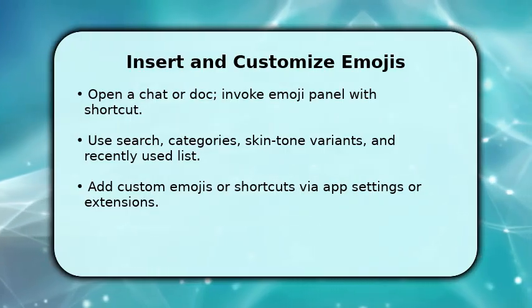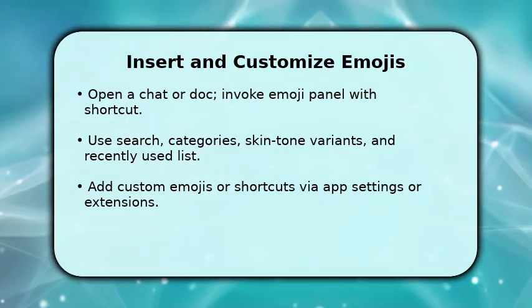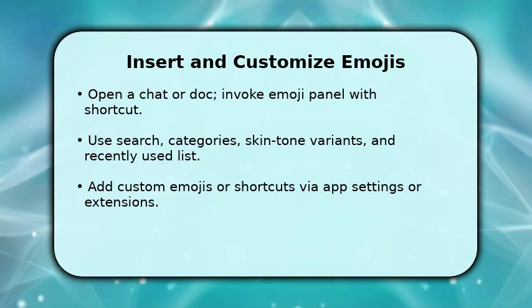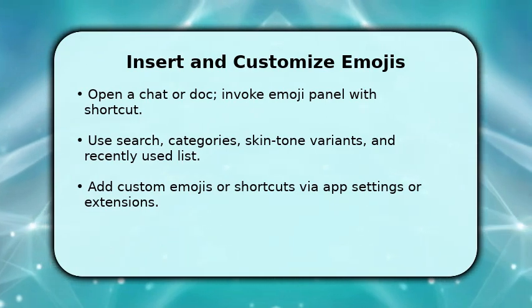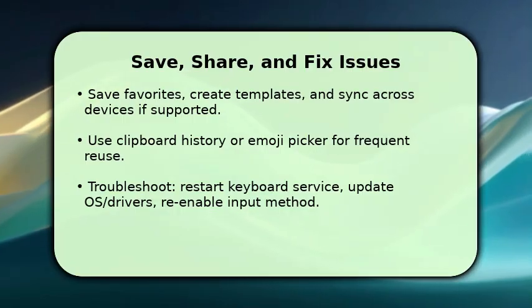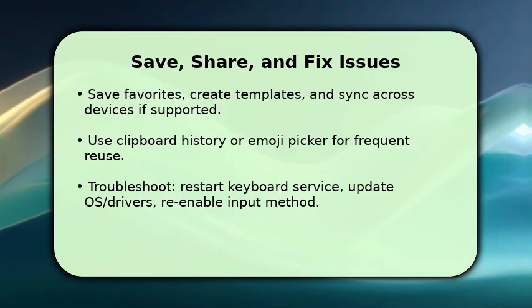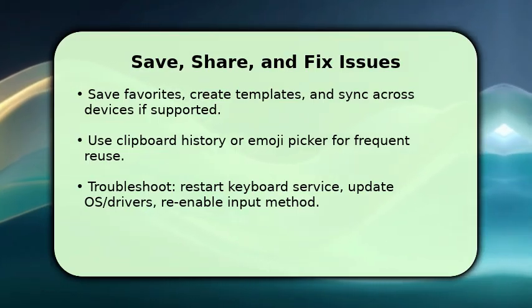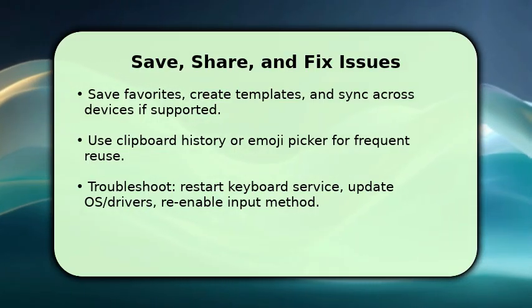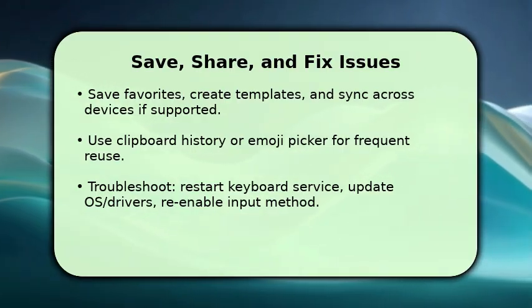Many apps also support custom uploads or extensions. By customizing now, you'll speed future typing and maintain consistent tone across messages. Finish by saving favorites and making quick templates for common reactions. Once saved, sync them to other devices if your account supports it, so you keep a consistent set. Use the clipboard history or picker to paste recently used emoji sequences into emails or documents.